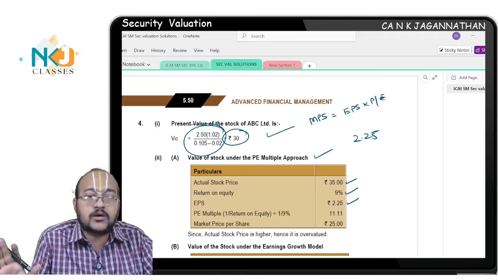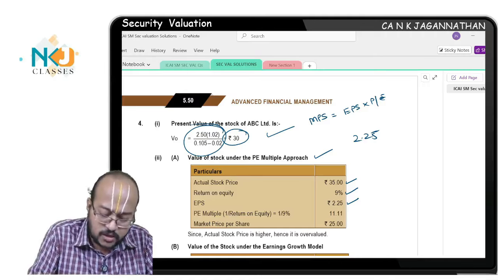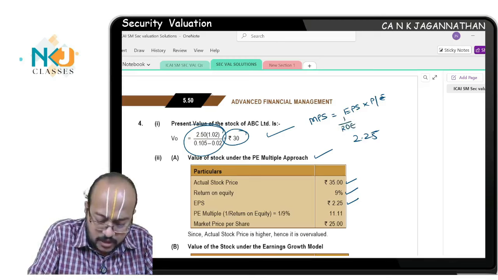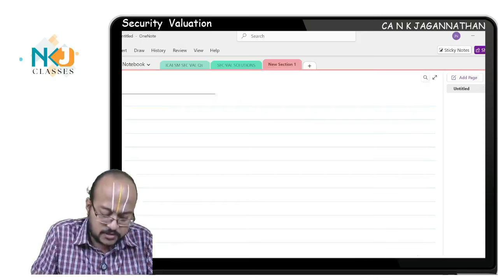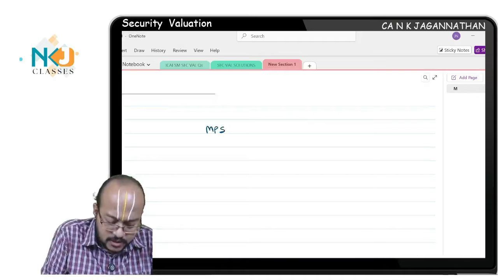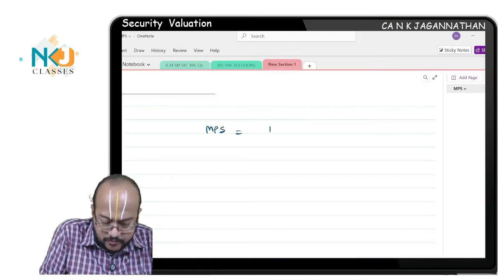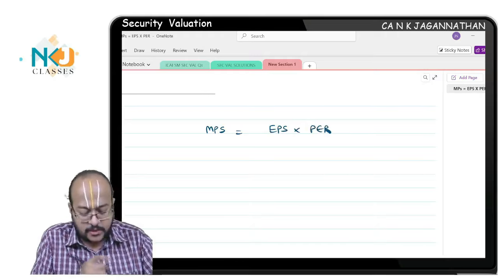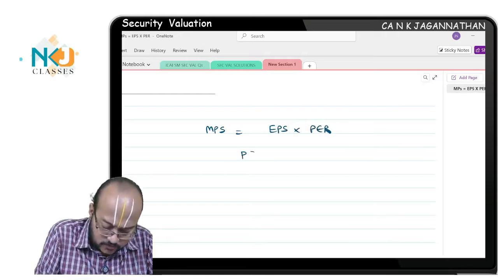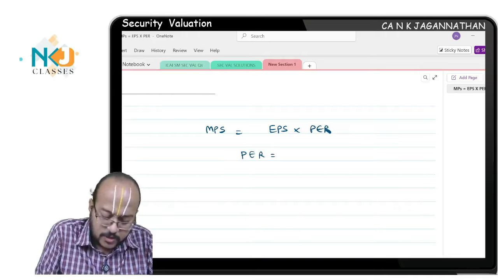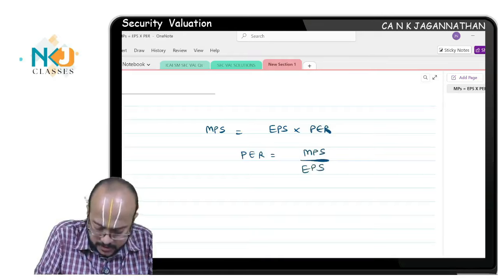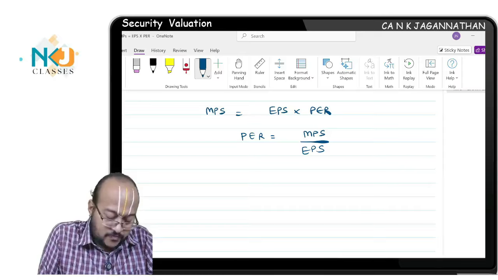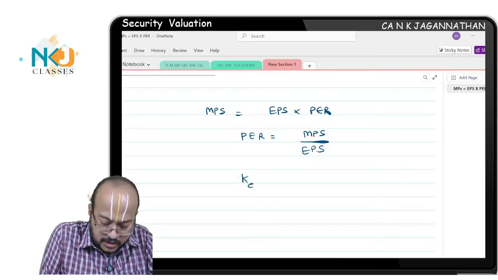PE ratio is not given in the question. PE ratio is nothing but 1 by return on equity. How this is arrived, I will show you, very simple. See what happens. MPS is nothing but EPS into PE ratio. Correct? So PE ratio is what? You tell me. What is PE ratio? PE ratio is nothing but MPS divided by EPS. Agreed? Now, what is KE? KE, you have to find out now.